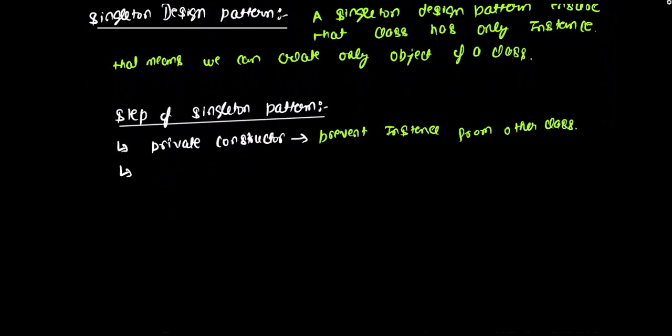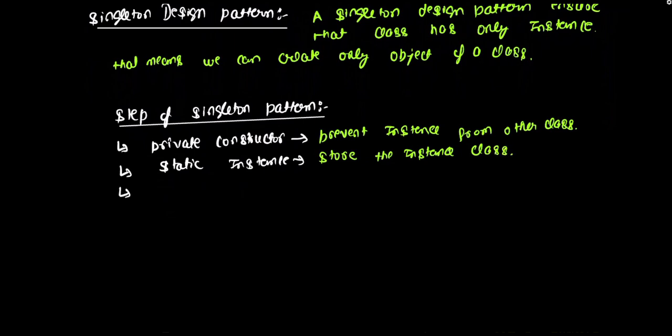After the private constructor, the second point is the static instance. Static instance means inside a class we create a static instance, because we need to store the single object instance. That's why we are creating the instance here, for storing purposes, to store the instance of the class. That's why we are creating a static instance.